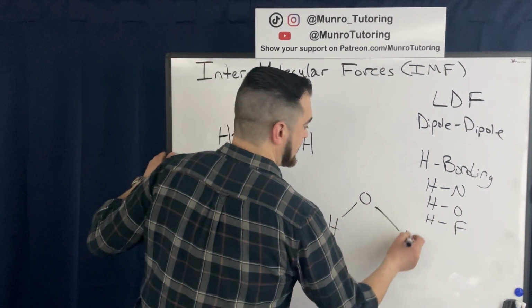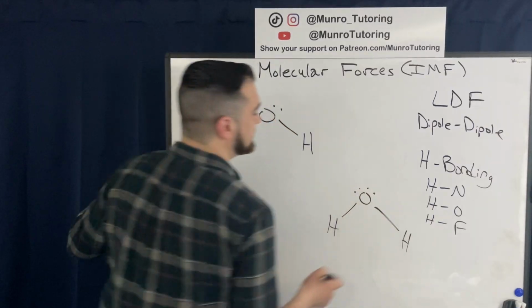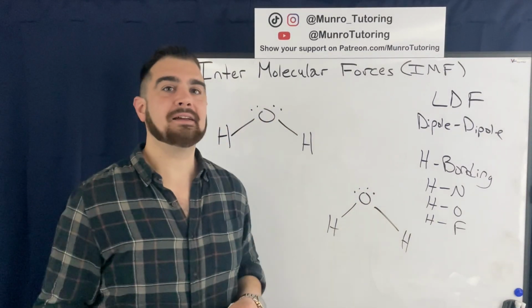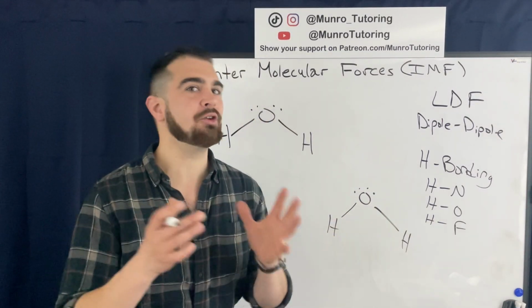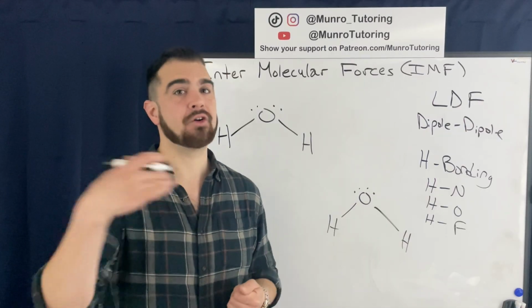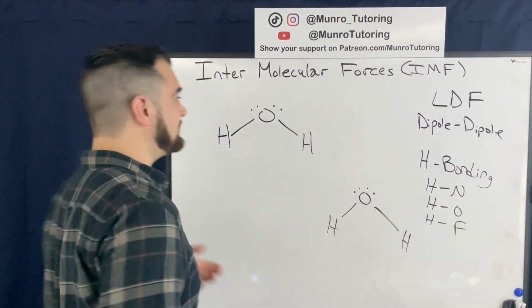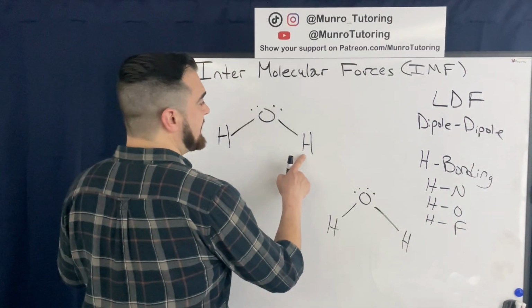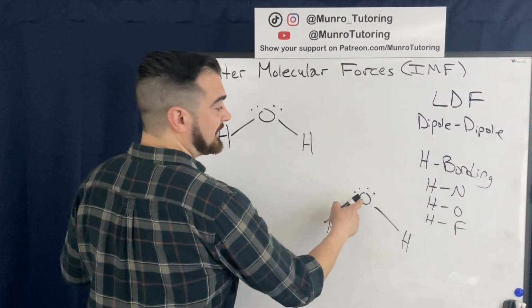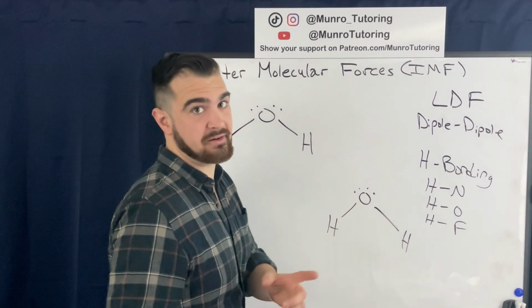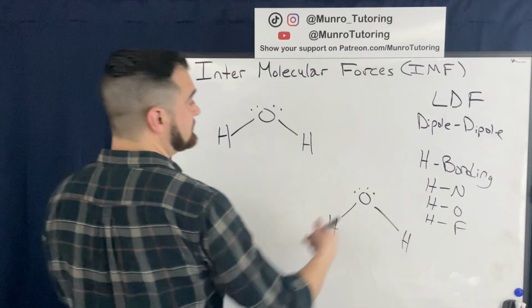And so hydrogen bonding has a kind of partial or semi-covalent character to it. So it is stronger than dipole-dipole interactions in general. And so it's going to be from the hydrogen of one molecule to the electronegative element that has lone pairs of the next molecule over. It has to have a lone pair.